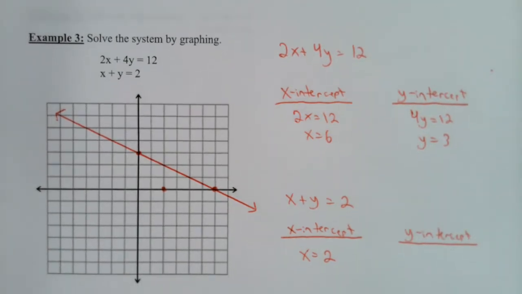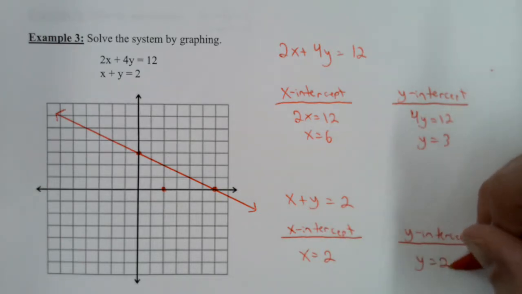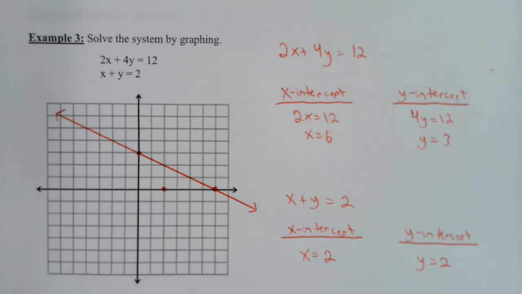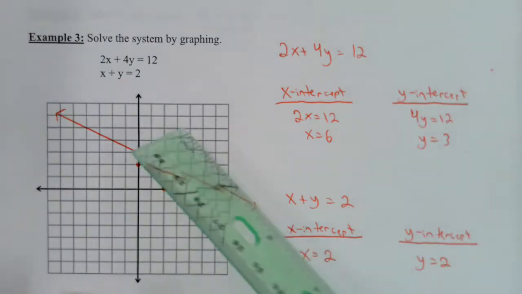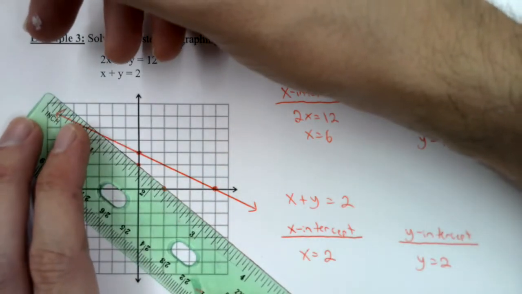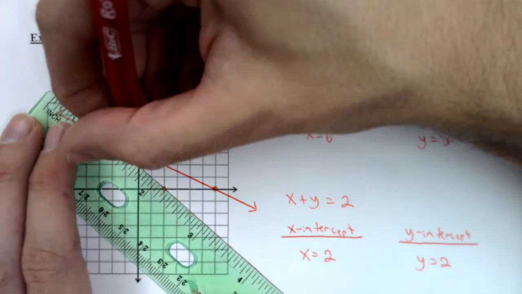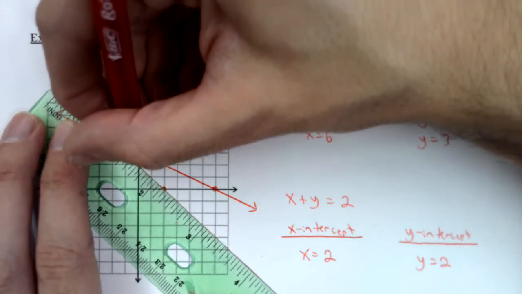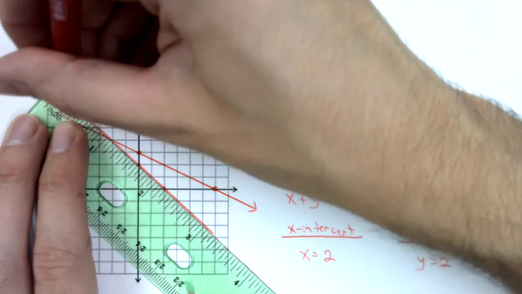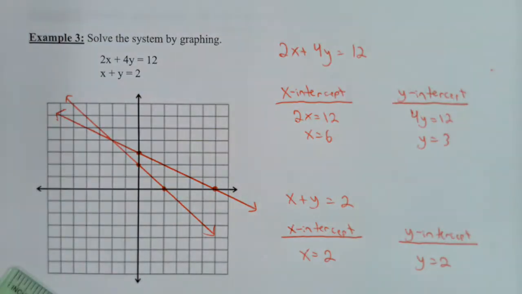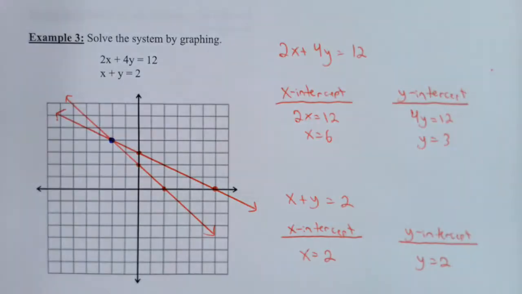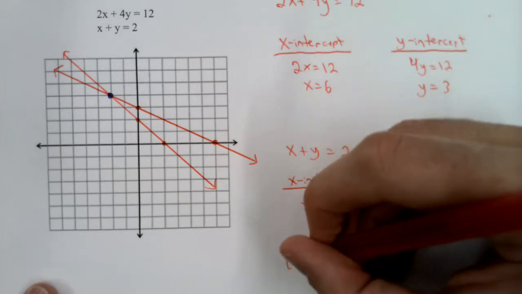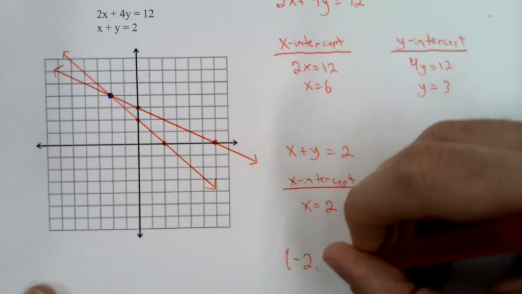For the y-intercept, you replace x with 0. So you're left with just y equals 2. So that's your y-intercept. Connect those. You'll see the 2 lines intersect here. So write that as an ordered pair, -2, 4.